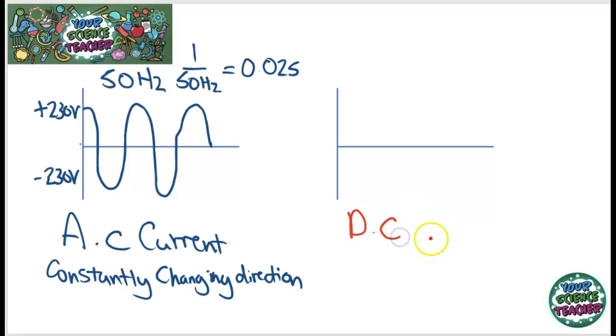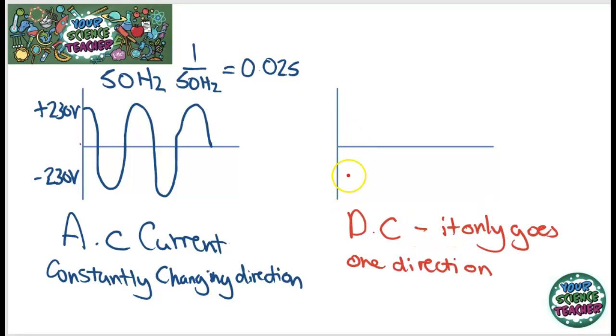The type of electricity that comes out of batteries doesn't change direction, and this is what's known as direct current. And the reason why it's called direct current is because it only goes in one direction. And often with direct current, it's at a lower voltage, as it's often coming out of a battery. So if you were to look at an oscilloscope reading, its voltage isn't going to change, and it's just going to look like that.